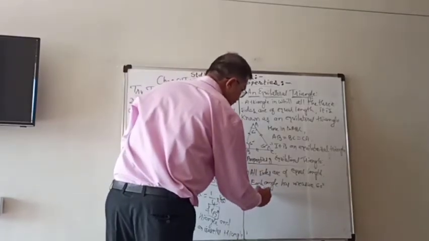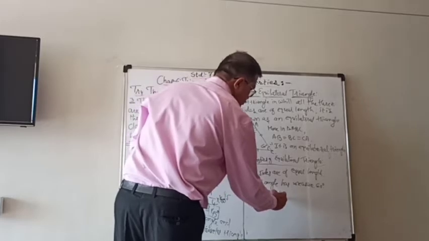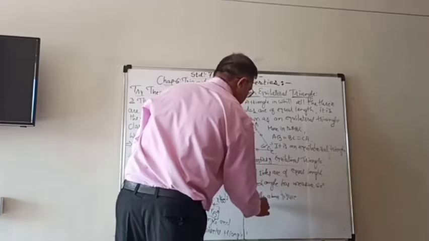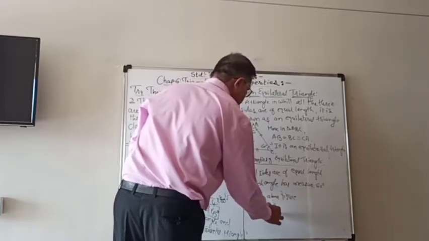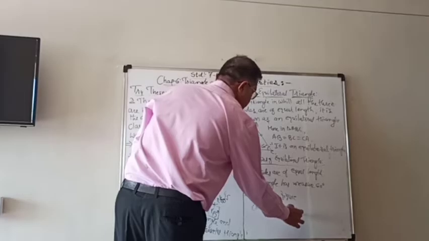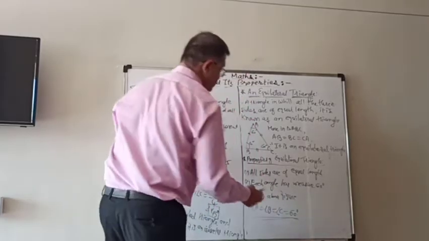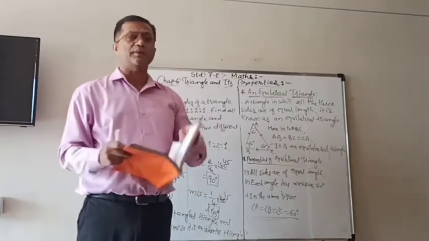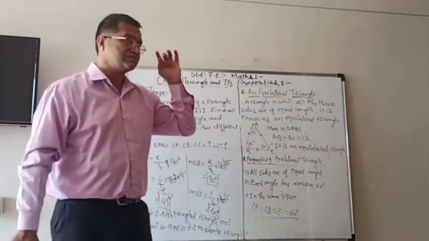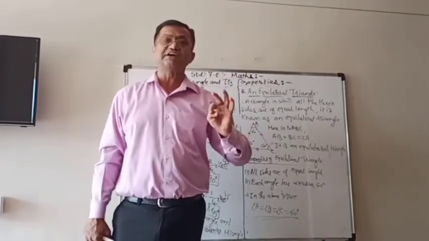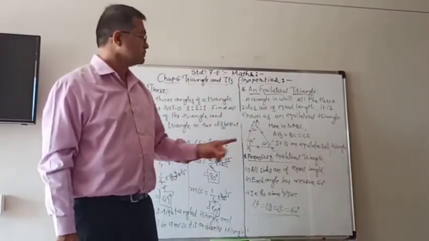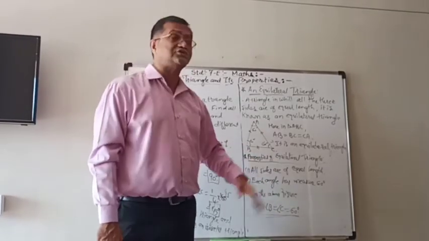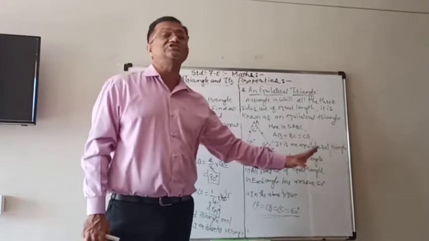So in the above figure, angle A is equal to angle B is equal to angle C is equal to 60 degrees. So, the equilateral triangle and its two properties: an equilateral triangle is a triangle in which all the three sides are of equal length, and when they are equal in length, each angle is also equal and measures 60 degrees.